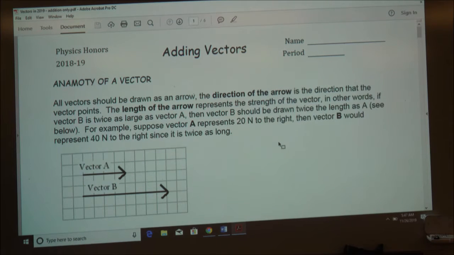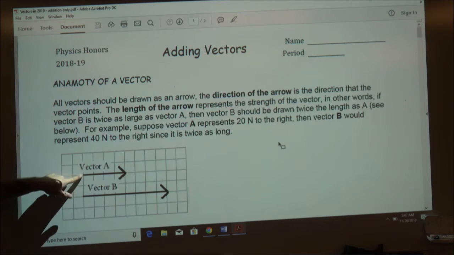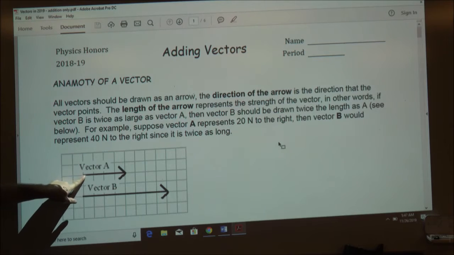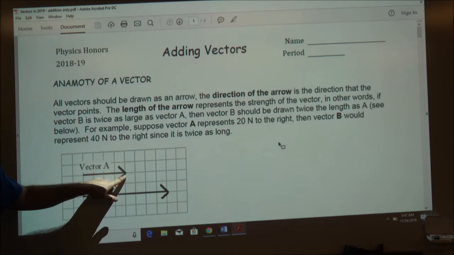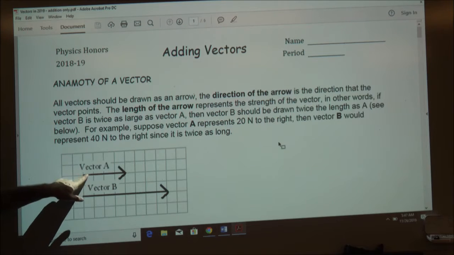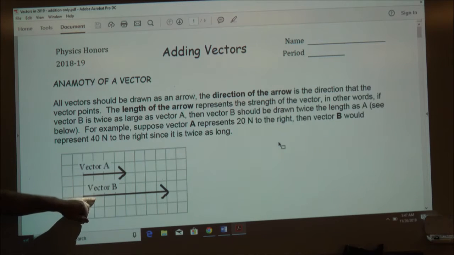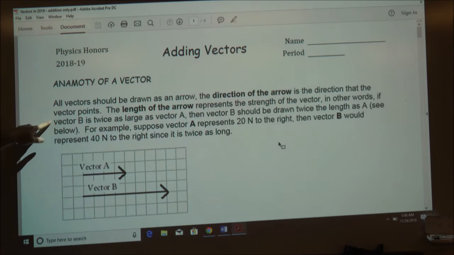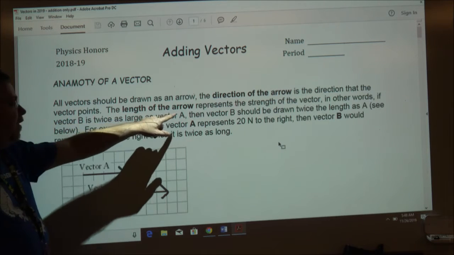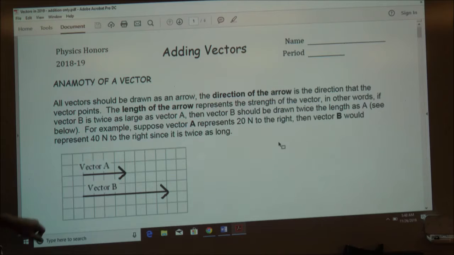A couple of the things we have on vectors are what we call the tail, the tip, which is where the arrow is. These are some properties of vectors. The vector always points from the tail toward the tip. The length of the arrow represents the strength of the vector. So vector B is twice as large as vector A, and it should be drawn twice the size of the other vector if it's twice the value.